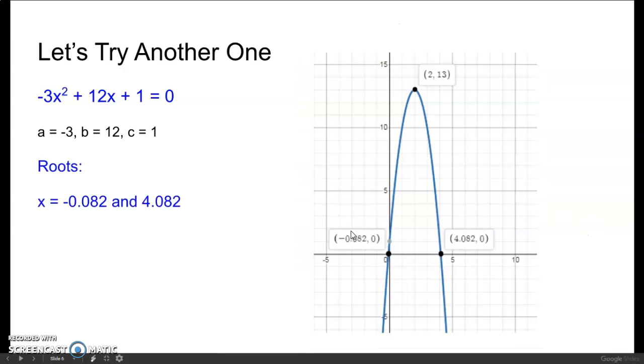Okay, so my roots, again, I want you to get used to that term. It's the same as x-intercepts. Let's see if we got the same thing. Sure enough, I put it in the graphing calculator like this, and I have one root of negative 0.082 and another root of 4.082. All right, so that worked out well.